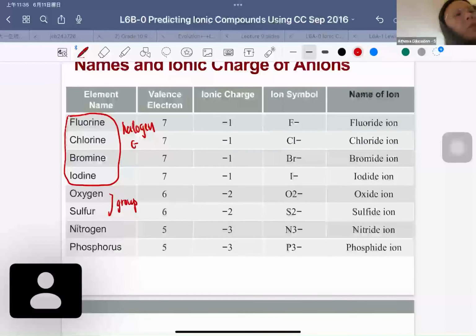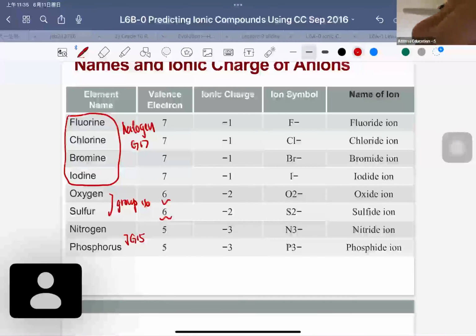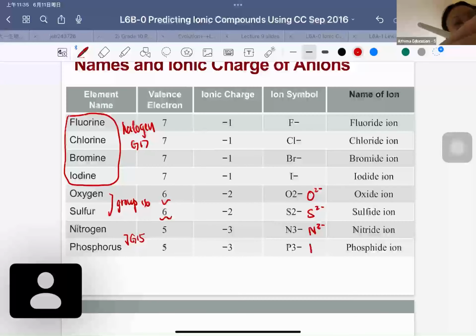Oxygen and sulfur are from group 16, while this is group 17. Group 16 elements have 6 valence shell electrons and need 2. Nitrogen and phosphorus are from group 15, so they have 5 valence shell electrons and need 3. And that's how the name is changed.